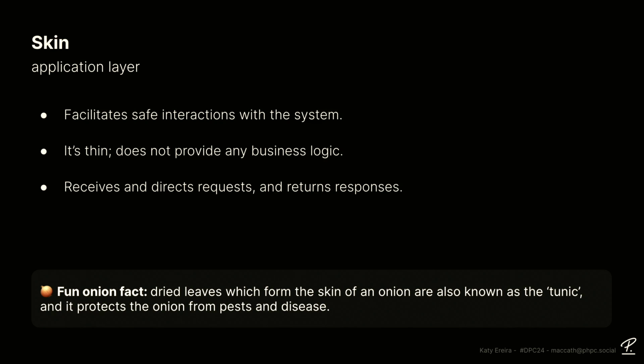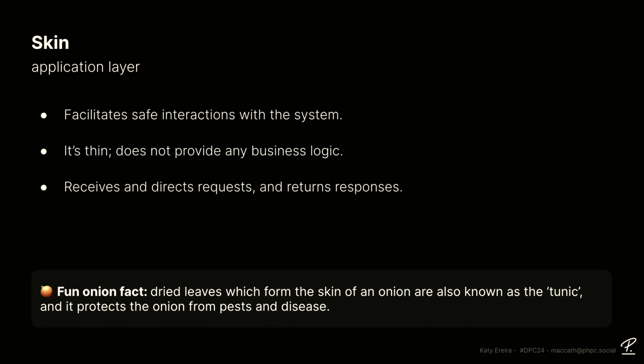The next layer we're going to look at is the skin of an onion, the papery stuff that you'd peel off and you wouldn't eat. It facilitates safe interactions with the system, okay? You can't access the internals of the onion without going through this papery layer. In terms of monolith, as I like to call it, we're talking about the application layer.